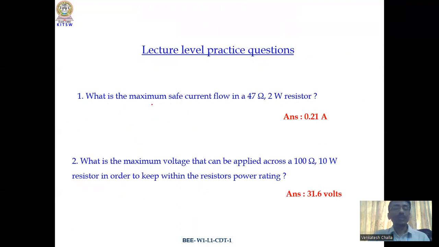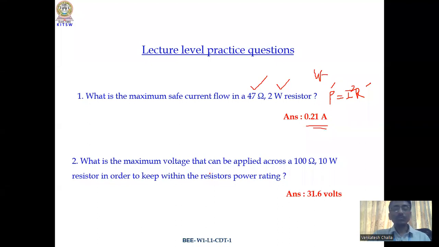So what is the maximum safe current flow in a 47 ohms 2 watts resistor? Let us say we have a 47 ohms resistor which is rated to 2 watts. What is its current capacity? We'll learn after Ohm's law, you can solve this one. But you can now see that the power P is equal to I square into R. So now we know P, we know R, and then you can find the current. So it comes to 0.21 amperes.